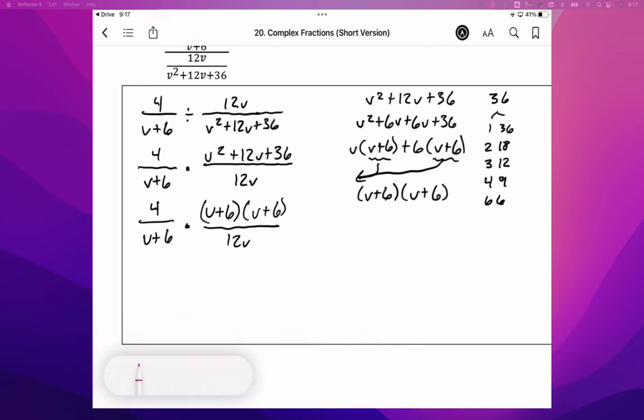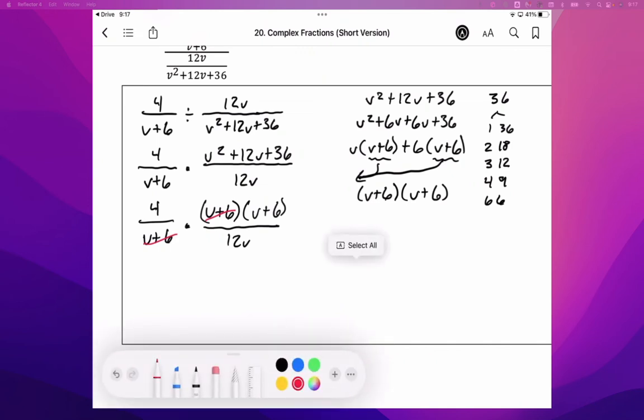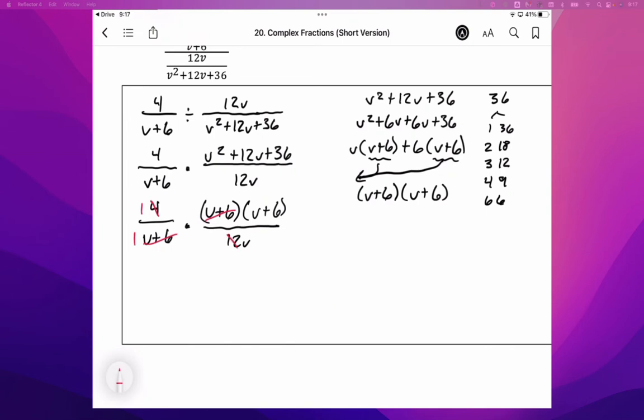And now we can do our cross-canceling gig. Our v plus 6 will drop out, 1 on each side there. And then our 4 will become 1. Oh, and that becomes a 1 in the denominator also. 12 divided by 4 is going to be 3. And so what we've got is 1 times v plus 6 makes v plus 6, and then 1 times 3v makes 3v. So v plus 6 over 3v is what we end up with here.